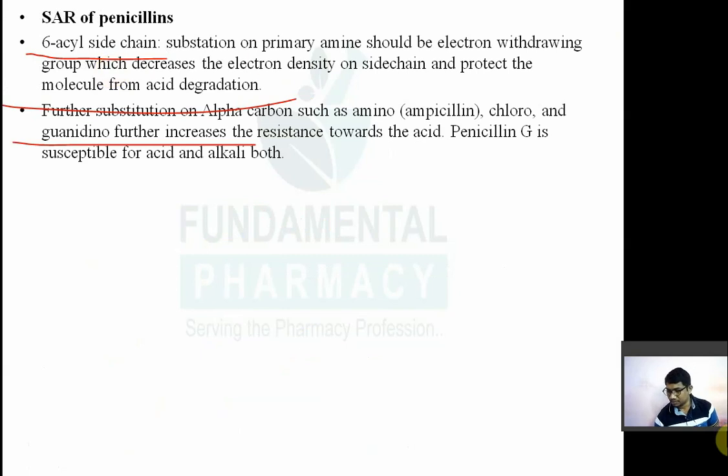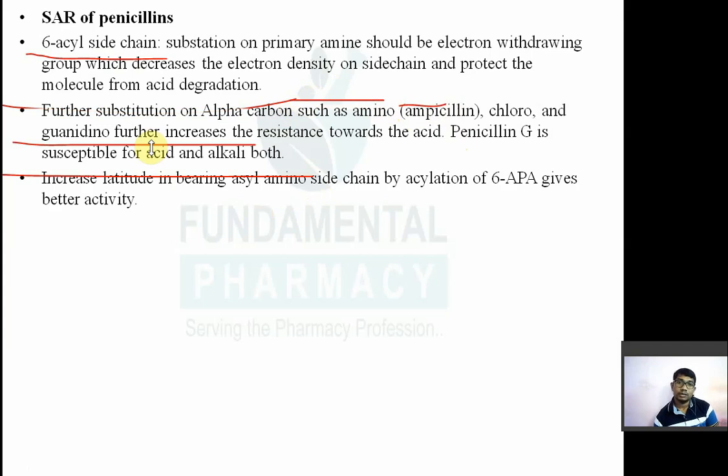Penicillin G is susceptible to both acid and alkali. Penicillin G will be destroyed in acid and in alkali, but ampicillin will not. Why? Because an amino group is present on the alpha carbon atom, so that will further increase the stability towards the acid. Then third, increase in the length of the acyl side chain by acylation.